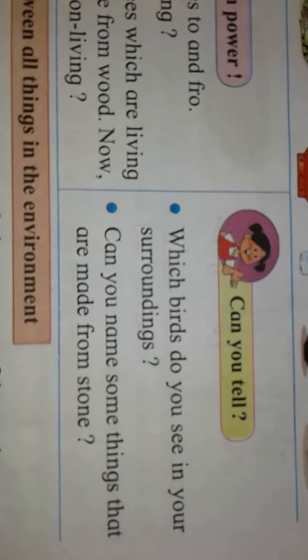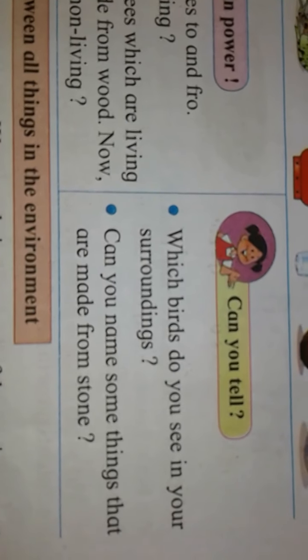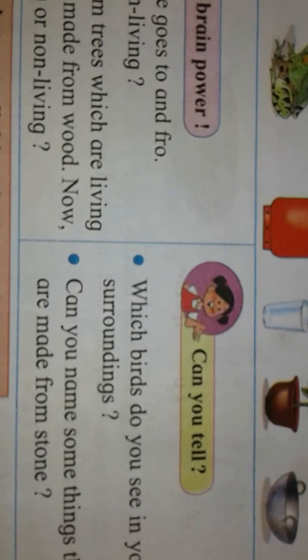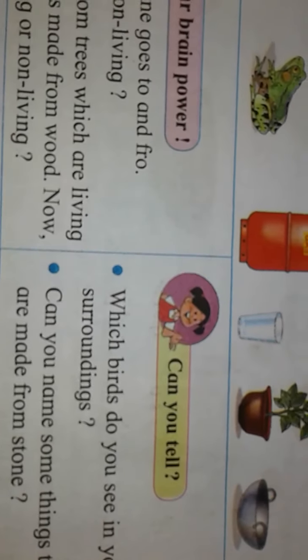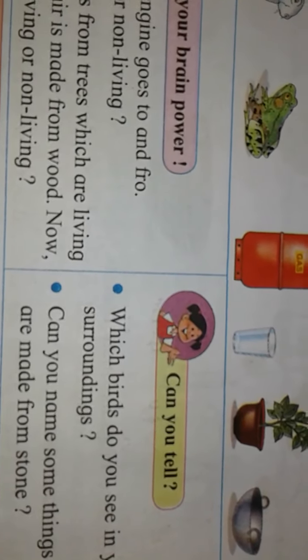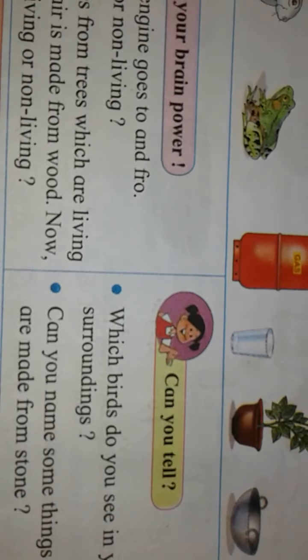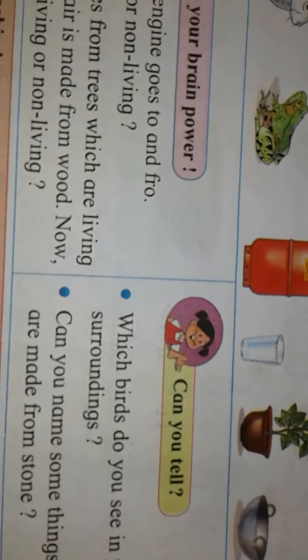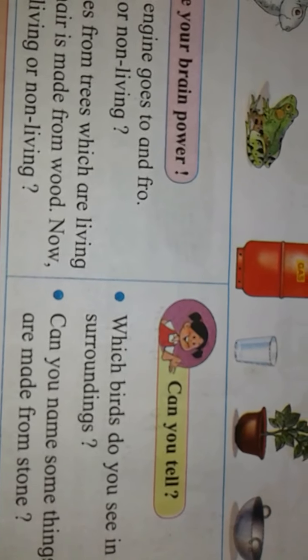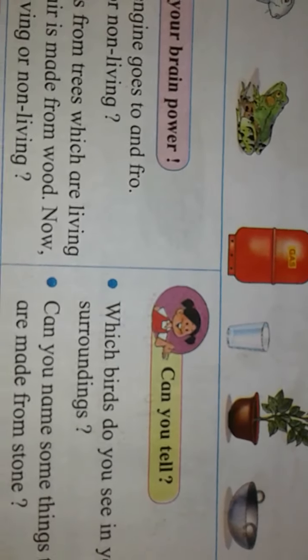Can you name some things that are made from stone? Grinding stone. Grinding stones you have mostly seen in some houses. They have it for making batter like idli batter and all that. Rice and urad dal are crushed on that. It's made from stone. Then statues are made from stone. Some things in olden days, ornaments and vessels, were made from stones.